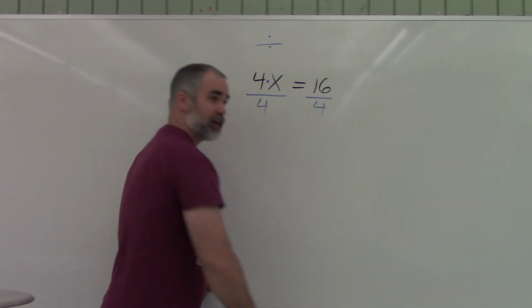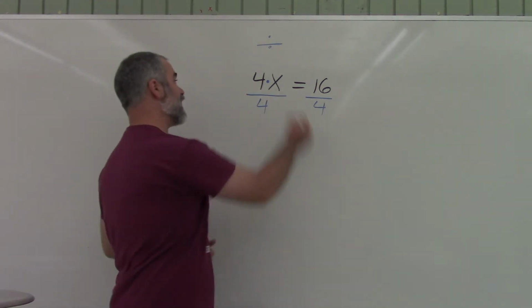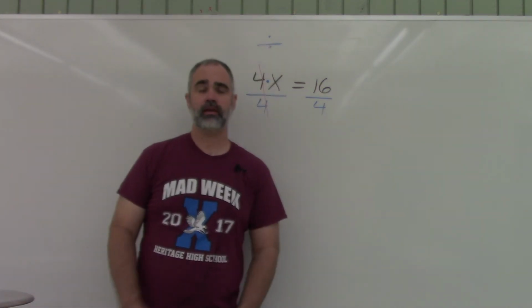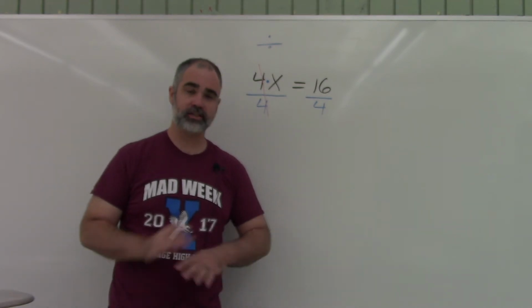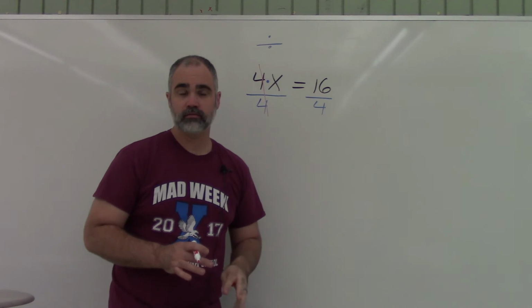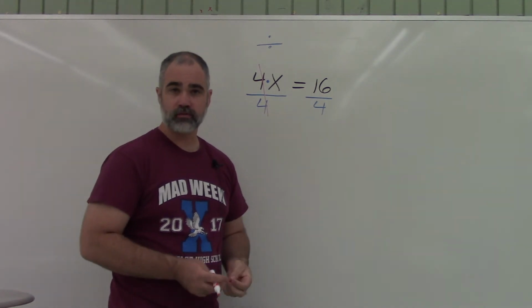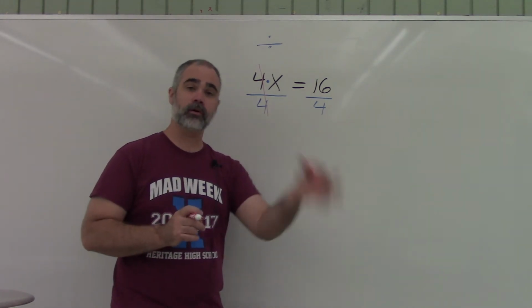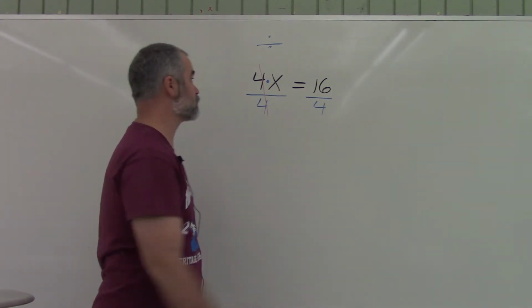Now some of you have been taught in your math classes that these cancel out. Okay? They don't cancel out. It doesn't disappear. This doesn't turn into some evaporated version of 4. Okay? 4 divided by 4 equals a number. 4 divided by 4 is 1.